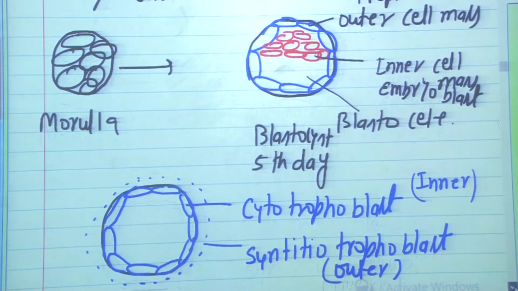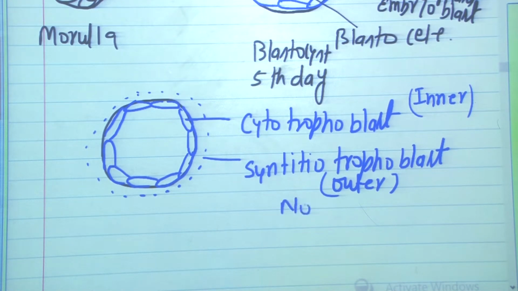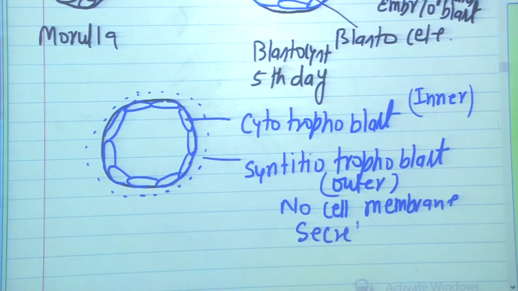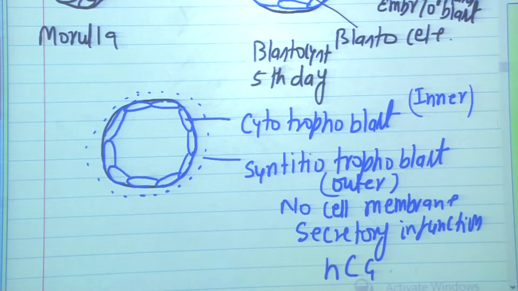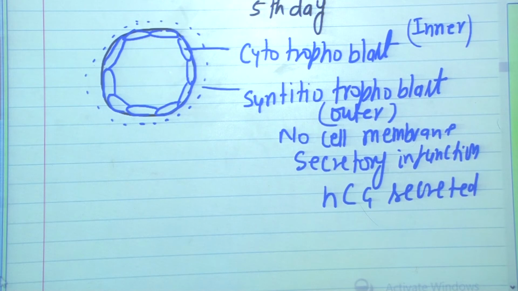Syncytium has no cell membrane. This is secretory in function. What does it secrete? HCG is secreted. Human chorionic gonadotropin hormone is released by syncytiotrophoblast. This cyto and syncytiotrophoblast, they form chorionic villi.